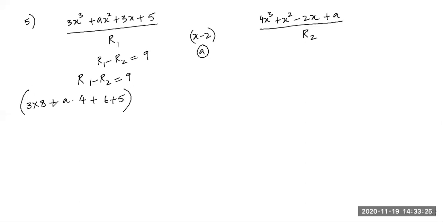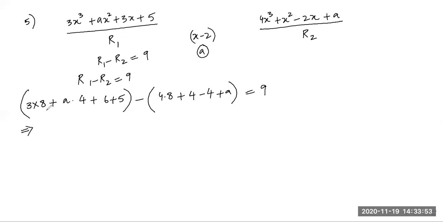This one minus R2. Yes, Monrose, what will be R2? R2 will be 4 into 8, correct, 4 into 8 plus 4, minus 4 plus A. Am I right? Is equal to 9. Students, please see any mistake in this. I think it's correct. Is equal to 9. So I just want to solve it and find the value of A.